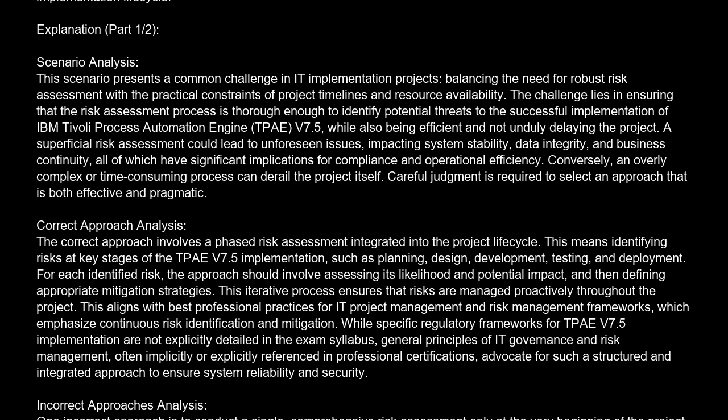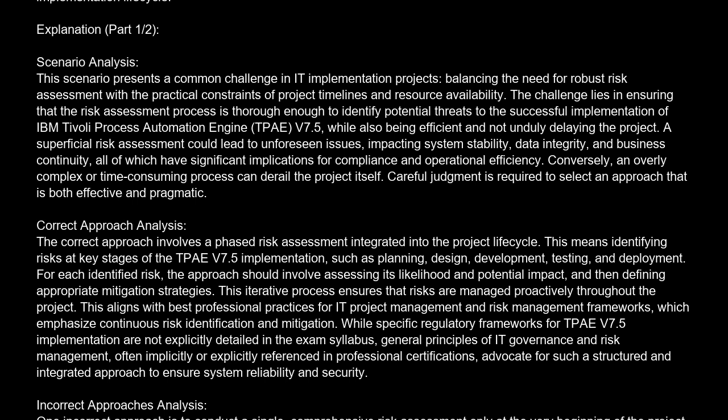While specific regulatory frameworks for TPV7-5 implementation are not explicitly detailed in the exam syllabus, general principles of IT governance and risk management, often implicitly or explicitly referenced in professional certifications, advocate for such a structured and integrated approach to ensure system reliability and security.